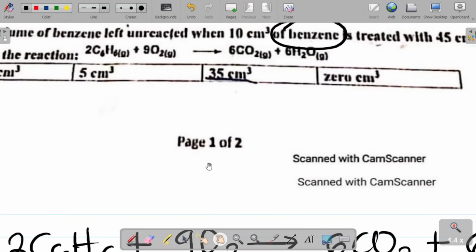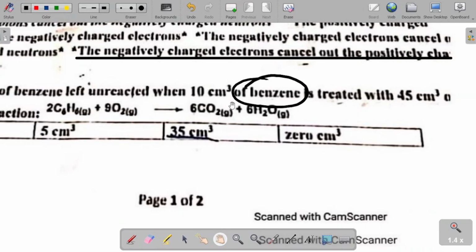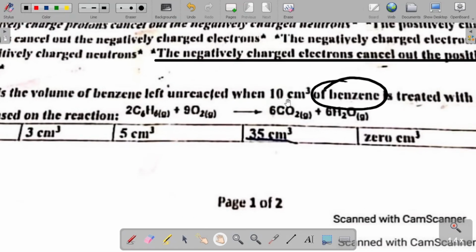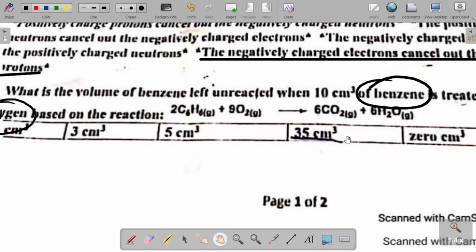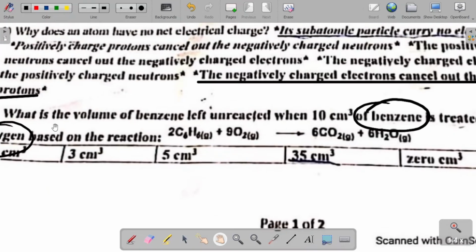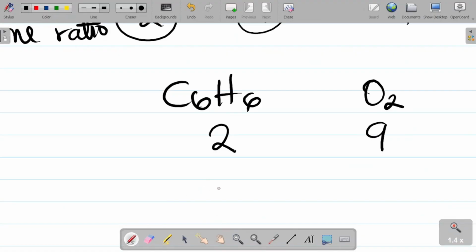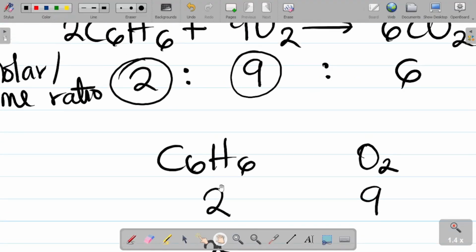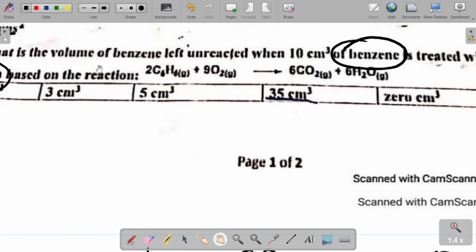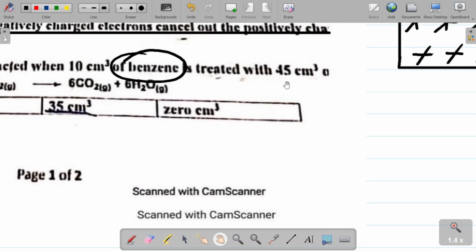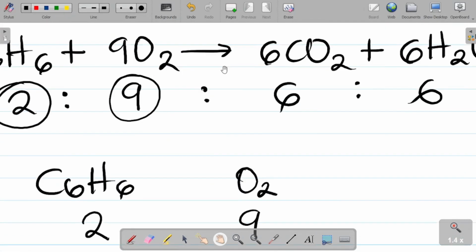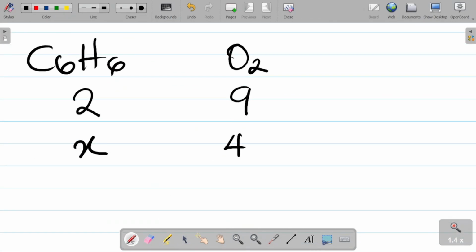Also, if you look at it, it says you have 10 cm cube of benzene treated with 45 cm cube of oxygen. Now here's what to do. They said, what is the volume of benzene left unreacted? So we'll call the benzene x, since we don't know. I'm calling benzene x because they specifically asked us to find the volume of benzene left unreacted, so we assume we don't know it. And for oxygen, they said 45 cm cube of oxygen, so I'll call this 45.